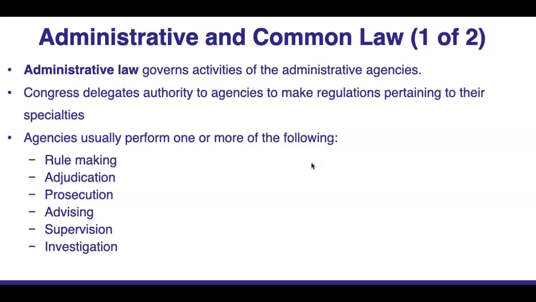Administrative law is just kind of how it sounds. It's agencies that perform the following: rulemaking, education, prosecution, advising. It governs activities of administrative agencies, right?